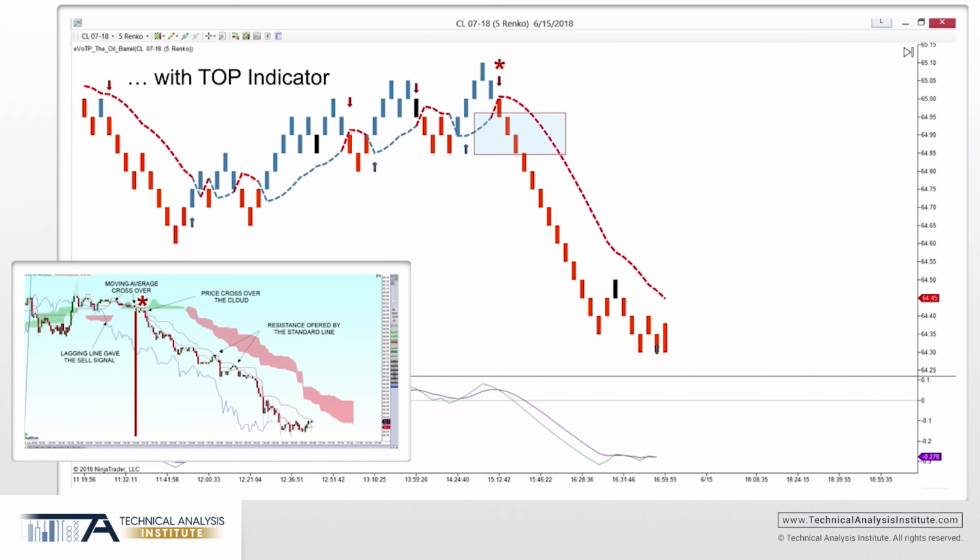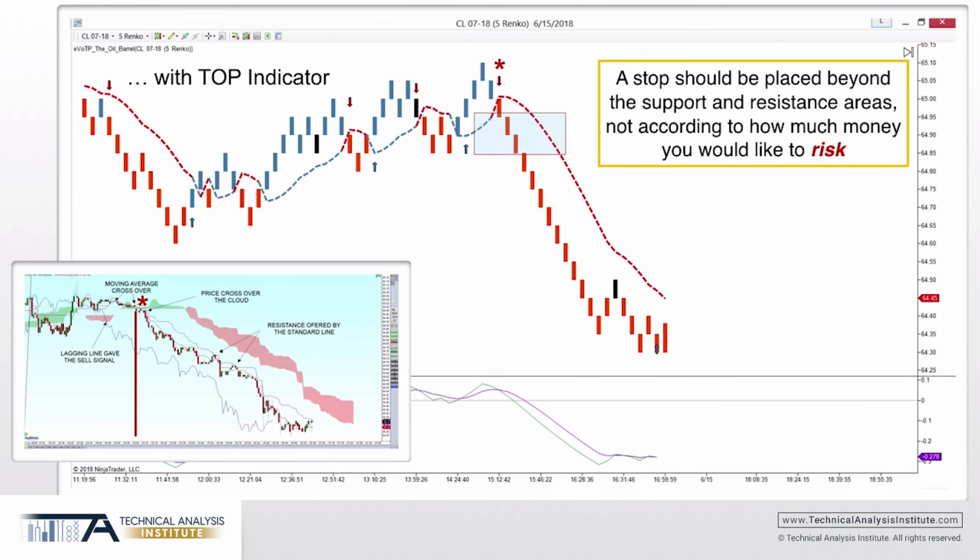And think for a moment how confident you would be taking trades with the top signals that are confirmed and justified by the cloud. Notice that recognizing the clear areas of resistance that the cloud offers would also make it extremely easy for you to trail your stop with confidence. At the end of the day, a stop should be placed beyond the support and resistance areas, not according to how much money you would like to risk.